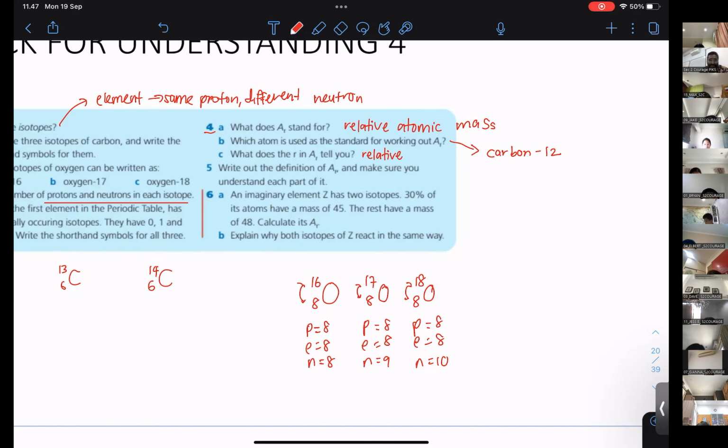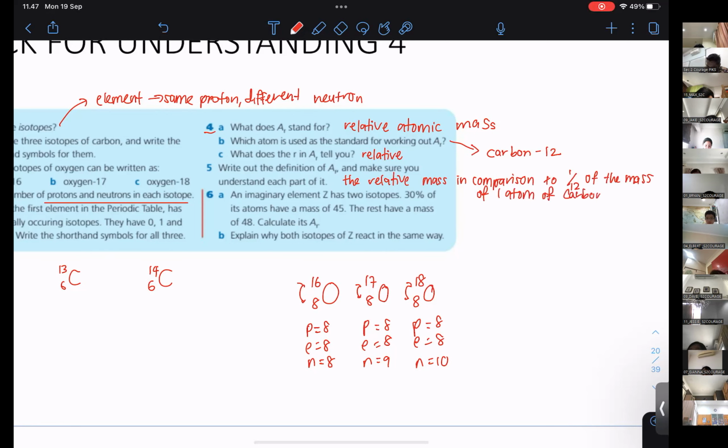The definition of AR is going to be the relative mass in comparison to 1/12 of the mass of one atom of carbon 12. Okay, that's the meaning.